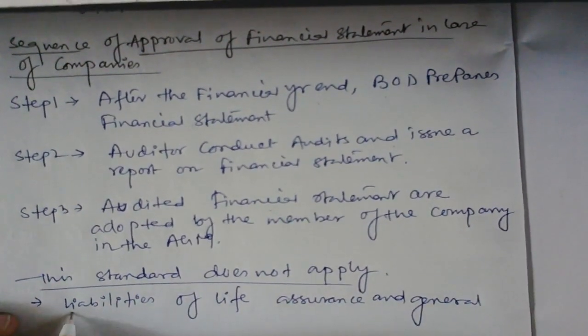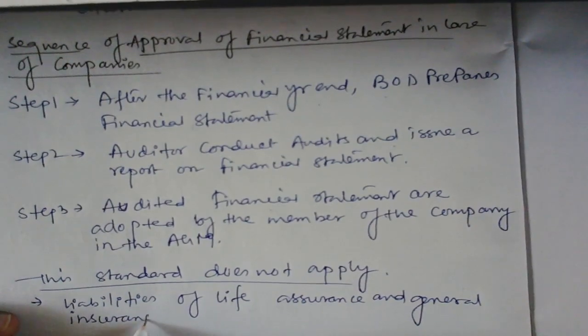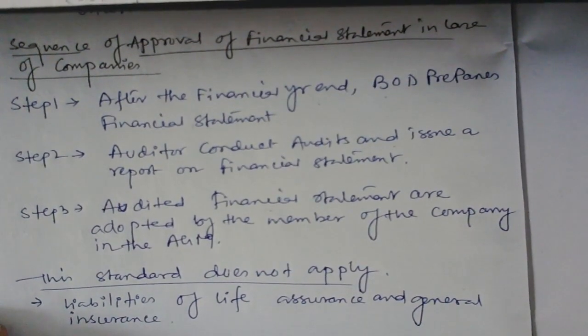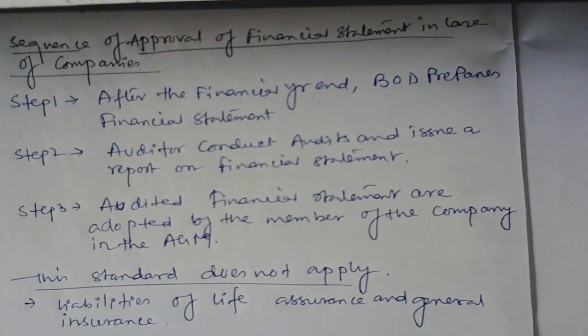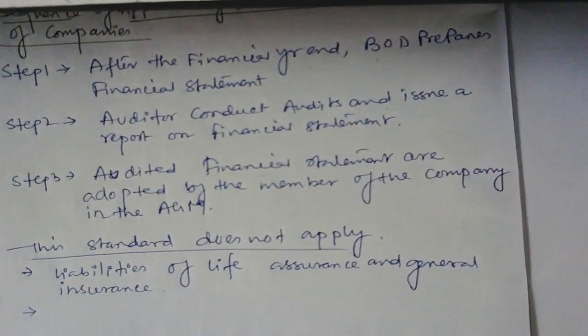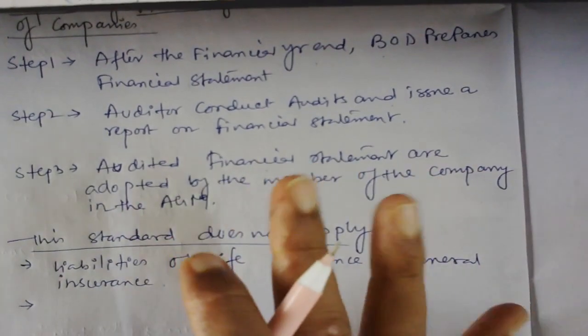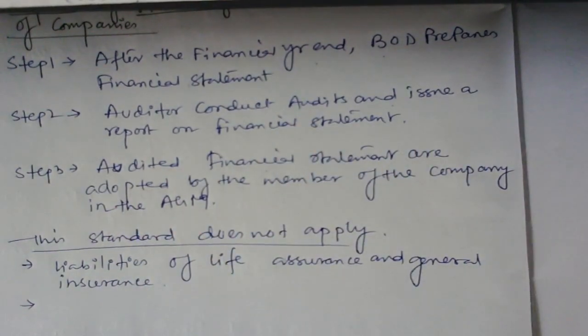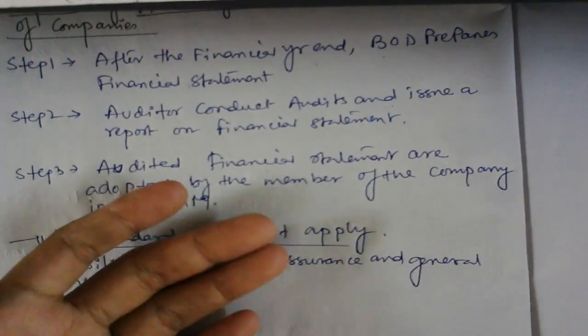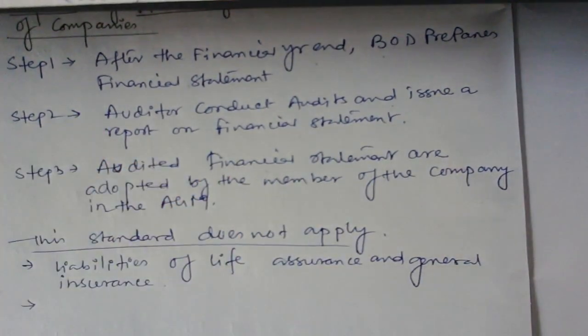In case of insurance, think about it. This standard does not apply because, obviously, in case of life assurance or general insurance, we all know that something may happen. If it is known in advance that something is going to happen or the loss of the assets is going to happen, then obviously it is not a contingency because it is not an uncertain event. It's quite obvious that when someone takes insurance, it is quite possible that the thing is going to happen.